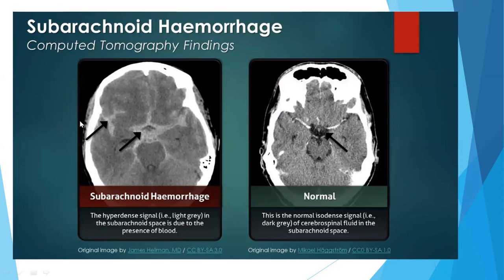Now, this is the typical computed tomography, CT, finding of subarachnoid hemorrhage. You can see that normally, this is the isodense signal, dark gray, of CSF fluid in the subarachnoid space. Now, whenever there is subarachnoid hemorrhage, this isodense signal changes into a hyperdense signal, light gray, in the subarachnoid space, which is due to the presence of blood. So this all is blood. This is the one typical picture that they will show you in your examination, so you don't need to remember the other CT findings of subarachnoid hemorrhage.